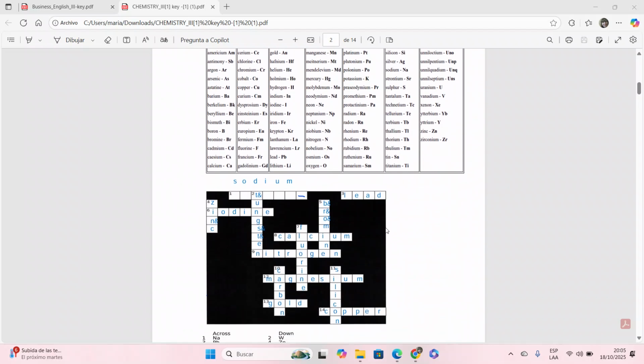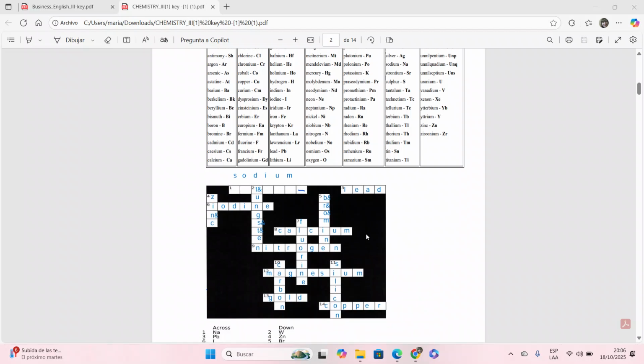The periodic table. 1. Sodium. 4. Zinc, iron, tungsten, fluorine, nitrogen, bromine, carbon, magnesium, gold, copper, silicon, lead, calcium.